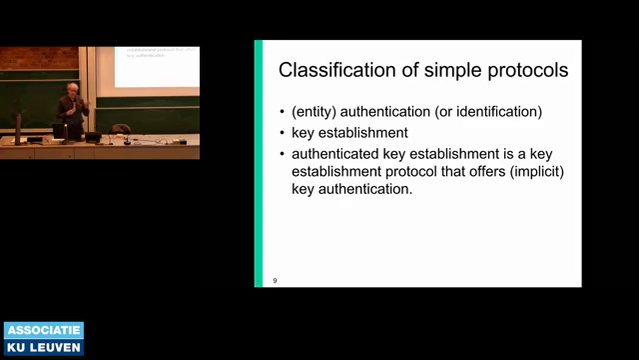So, the previous lecture focused on entity authentication. Today we look at key establishment, but really what we need is to authenticate with key establishment. So this is where we put the boundary: we want at least to have implicit key authentication, otherwise we say the protocol has failed. Right? If you establish a key but you have no idea who the other party is, that's not so useful.